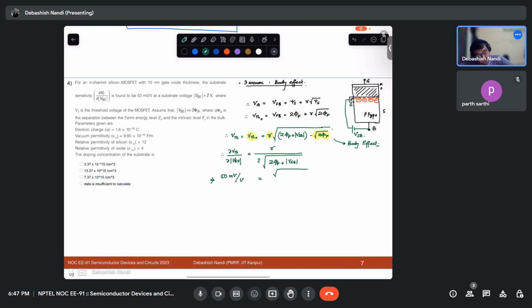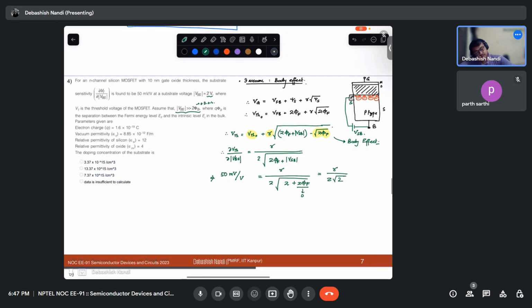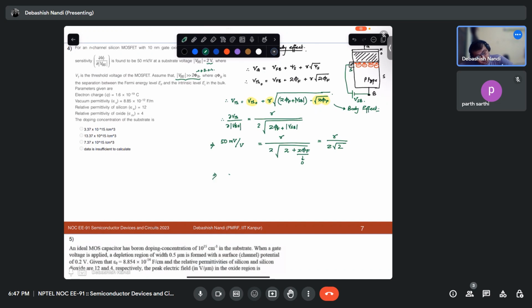Gamma is what? Let us calculate gamma only. It is given that VBS is much greater than 2 phi B. Generally your phi B is of the order 0.3 or 0.4. Okay. And 2 volt is VBS given. So I will take 2 plus some 2 phi F, which we will consider as 2 root 2, because this is very small. So gamma will be equal to 0.05 times 2 root 2.